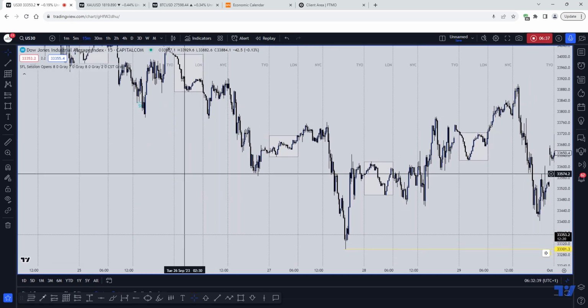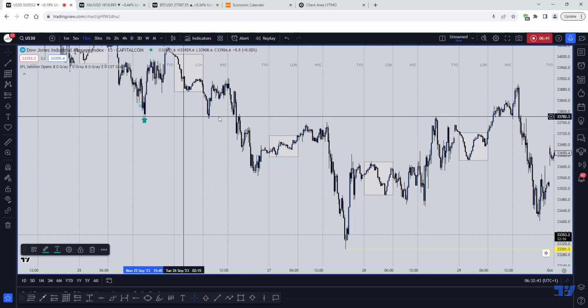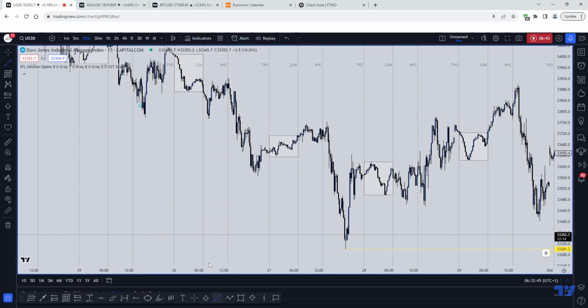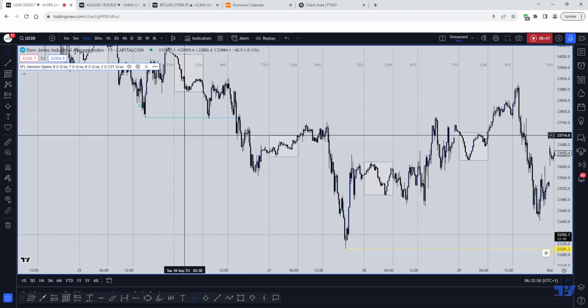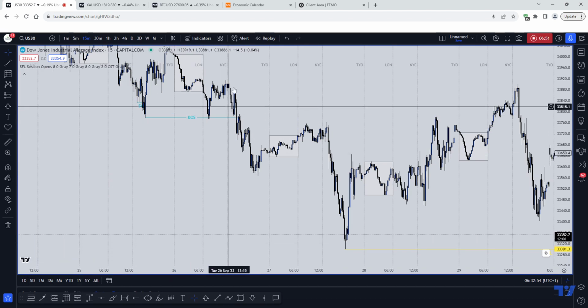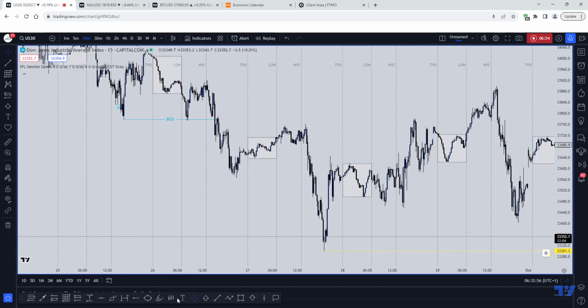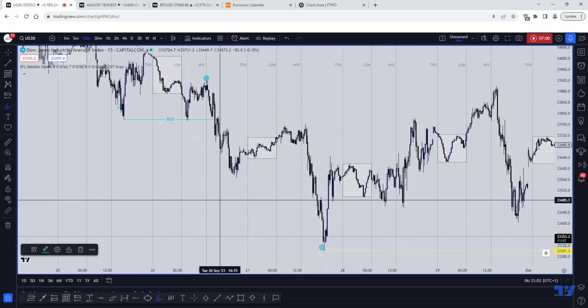Now we have a level of support here and here. This level of support got broken to the downside exactly here. Sorry, let me just adjust that. Okay, so this level of support got broken to the downside exactly here. So essentially what we have inside of a bearish trend is a bearish impulse from point A to B with a bearish break of structure.